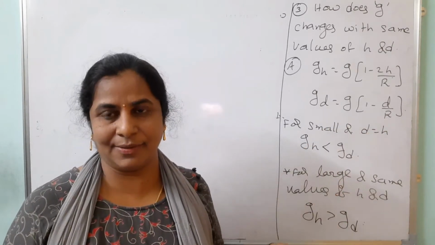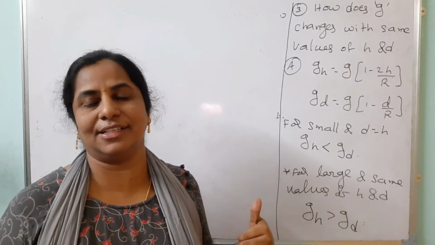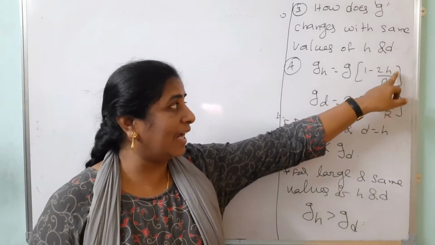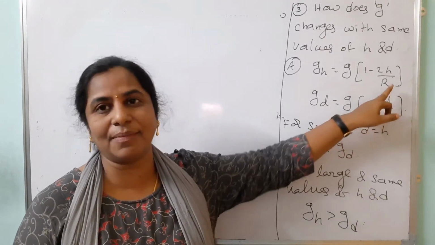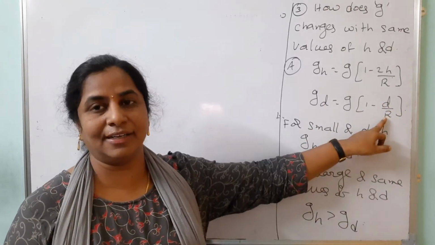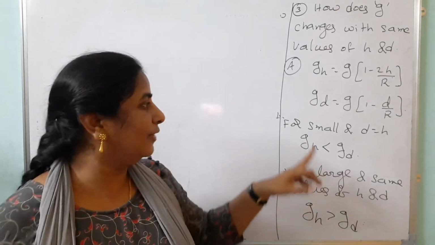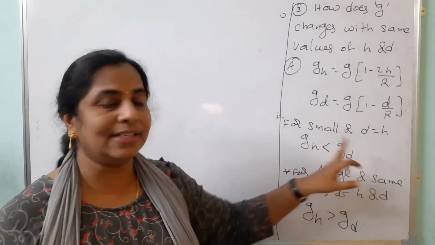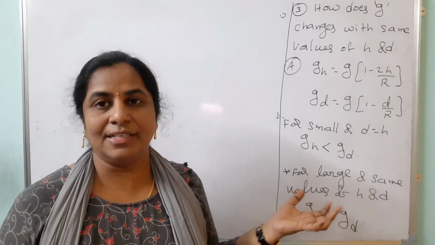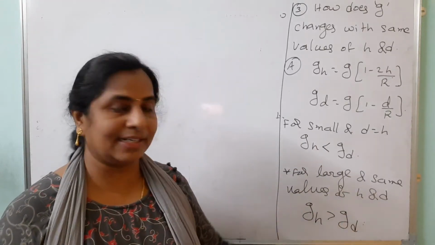But the question is, if you are going the same height and same depth, in which case, what about the acceleration due to gravity? You remember that in this expression, this is minus 2h by r. Here h is same and d is also same. 2 times we are subtracting. Here also 1 time we are subtracting. So when we are going the same height, at less heights and less depth, we can remember that gh is less than gd. More decrease in acceleration due to gravity when we are using the certain height. Suppose for larger heights, we can observe the reverse. You should remember that gh is greater than gd.